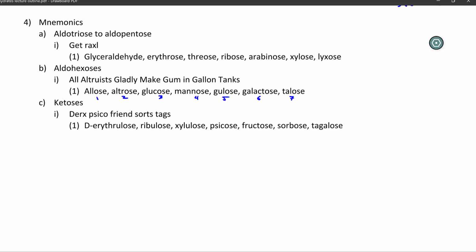Because I left one out. The one that's missing is idose. That's funny. Glad I counted them. So that's idose. That's the "in gallon tanks." Okay, so that's the mnemonic.